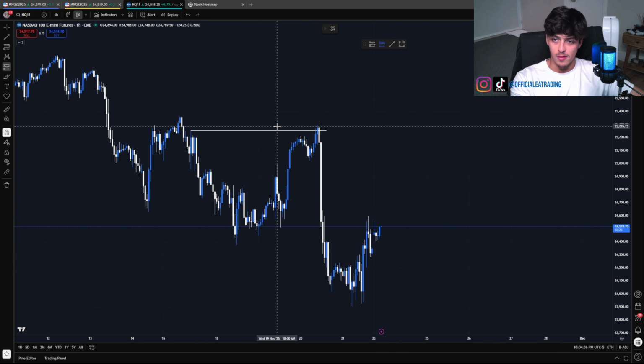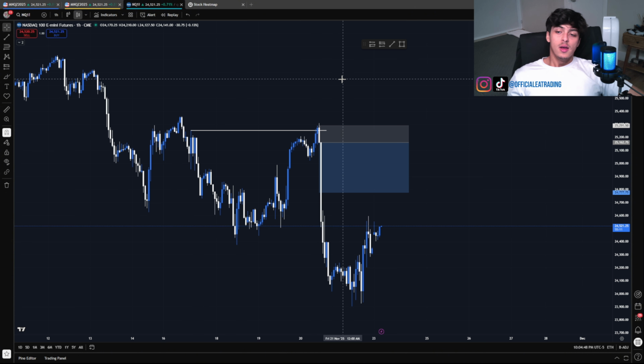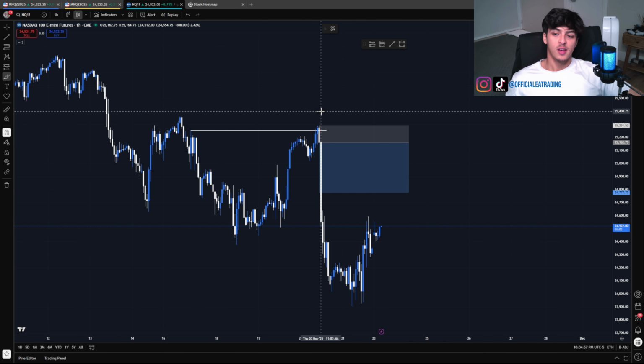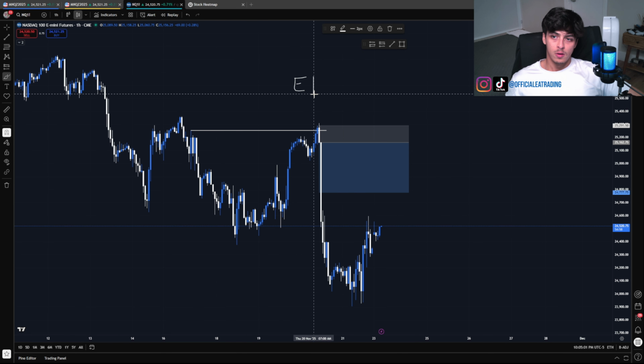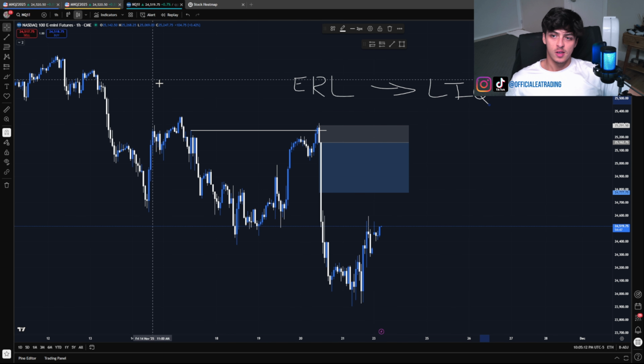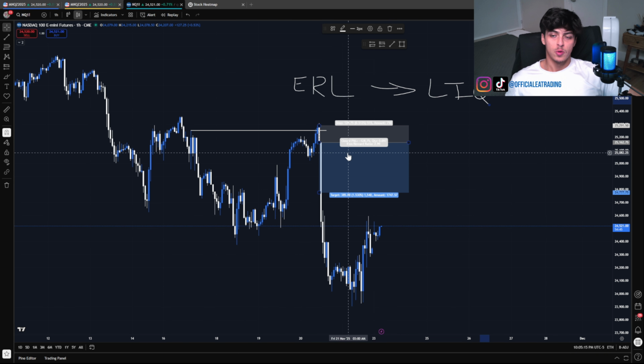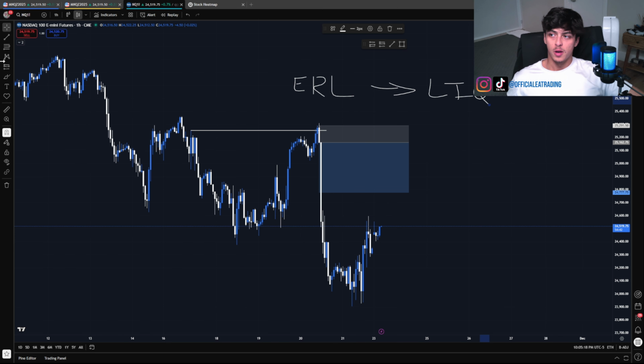Plus, we grabbed liquidity, meaning we grabbed fuel, meaning we can continue going lower, right? The market always moves from internal range liquidity to external range liquidity, and this is something I'll cover in the next video with fair value gaps. But in this case, the market is always going to seek out either ERL or IRL. ERL is external range liquidity, and internal range liquidity is the fair value gap, which we'll go over next video. You can come back to this video to understand it a little better.